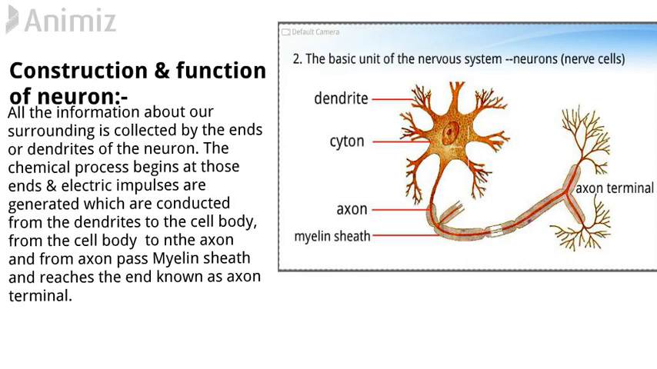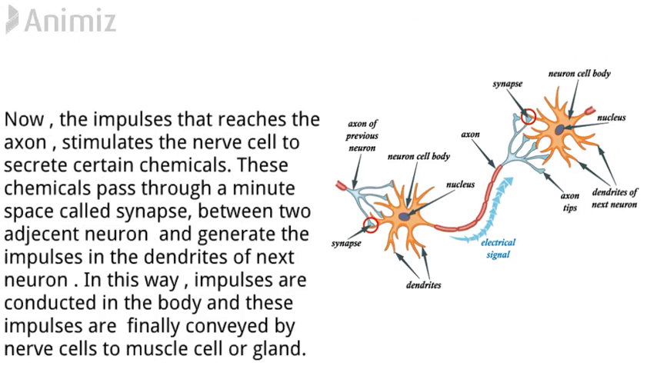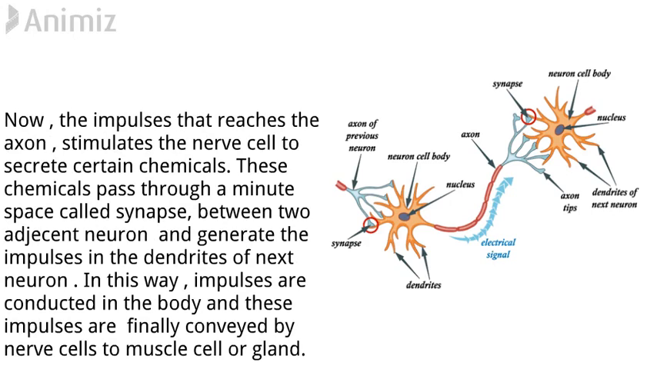Construction and function of a neuron. All the information about our surroundings is collected by the ends, or dendrites, of the neuron. The chemical process begins at those ends and electric impulses are generated, which are conducted from the dendrites to the cell body, from the cell body to the axon, and from the axon past the myelin sheath to the end known as the axon terminal. The impulses that reach the axon stimulate the nerve cell to secrete certain chemicals.